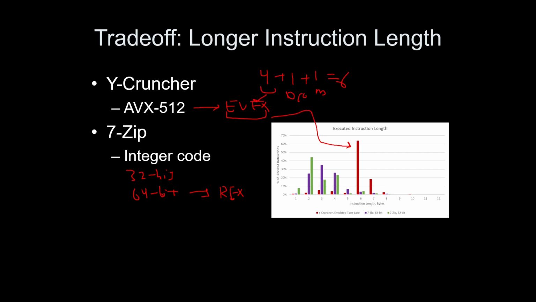And then you have a few longer ones. Maybe you have a SIB byte. Maybe, I'm not sure what the case is. But in any case, once you use these EVEX prefixes in y-cruncher, which uses a lot of AVX 512 code, then your instruction length tends to increase.